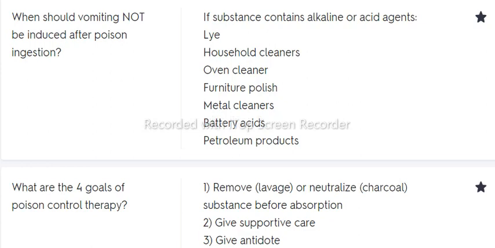When should vomiting not be induced after poison ingestion? If the substance contains alkaline or acid agents, household cleaners, oven cleaner, furniture polish, metal cleaners, battery acids, petroleum products.